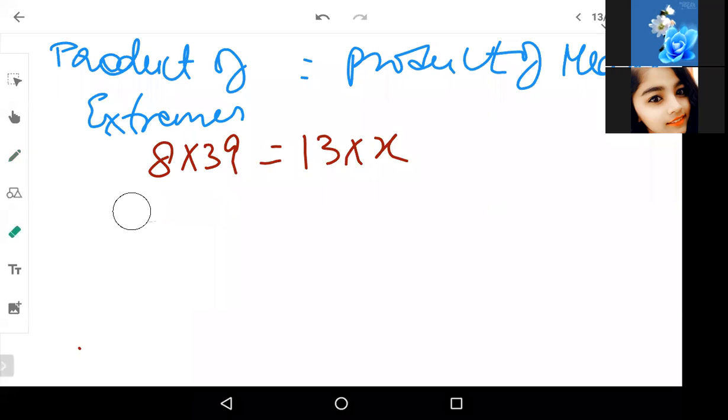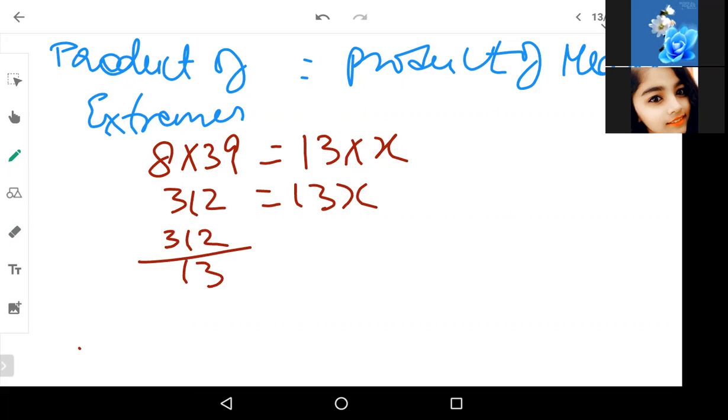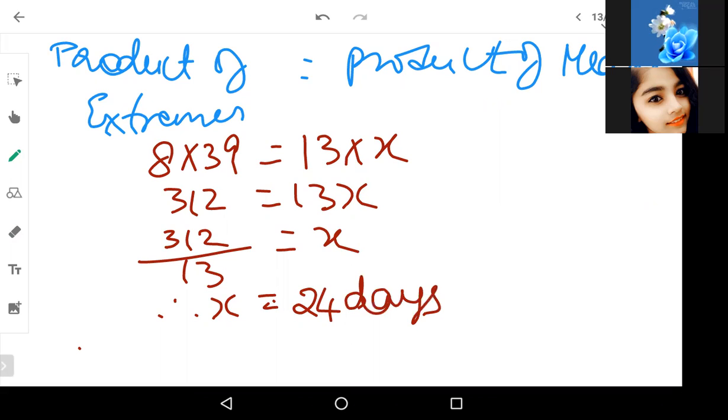8 into 39 is 312. Okay. 312 is equal to 13x. So 312 by 13 is equal to x. Therefore, x is equal to 24. Good. So the number of days that 13 men will take to finish the work is 24 days.